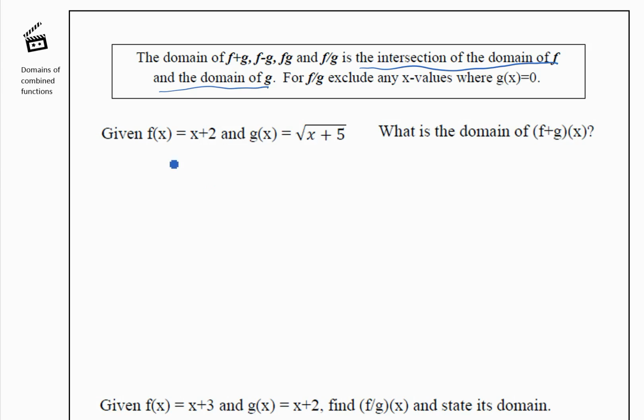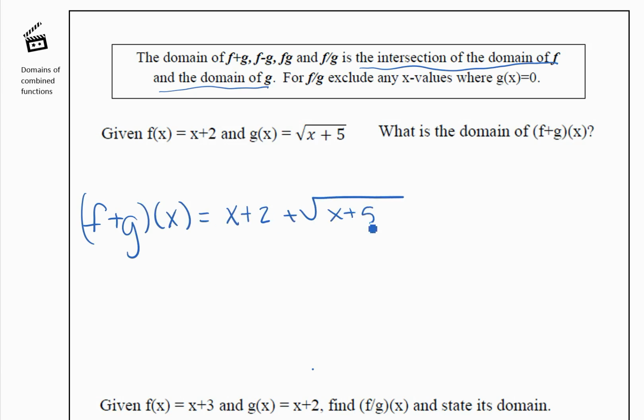We have f of x equals x plus 2, and g of x is equal to the square root of x plus 5. And we want to find the domain of f plus g of x. So one thing we could do is look at f plus g of x. I think this is one we actually did earlier, very similar. It would be x plus 2 plus the square root of x plus 5.